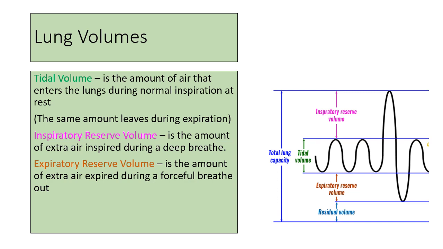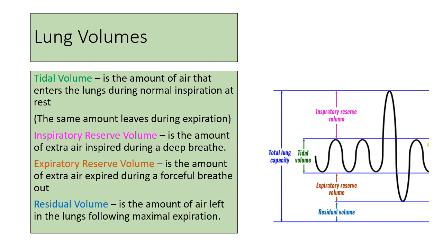Expiration reserve volume is the amount of extra air we exhale, we remove, during a forceful breath out. Again, this is above the normal tidal volume. So here we can see that the person is breathing just normally. That's their regular tidal volume, you can see on the black line. And then these two markings represent how much extra air they take in with one extra deep breath at rest, and how much extra air they can remove with one forceful breath out.